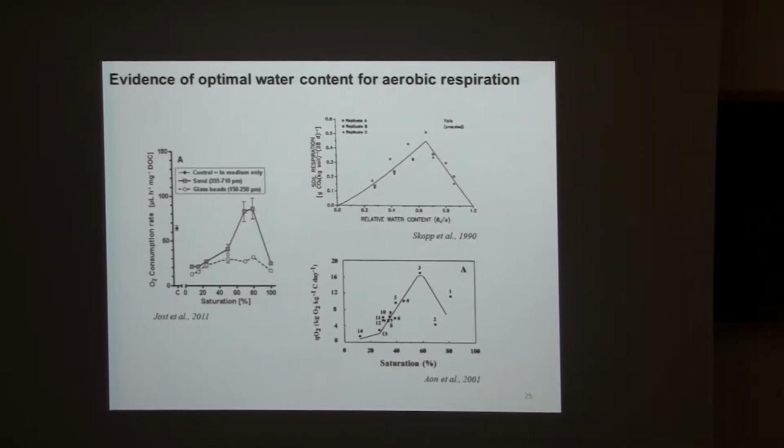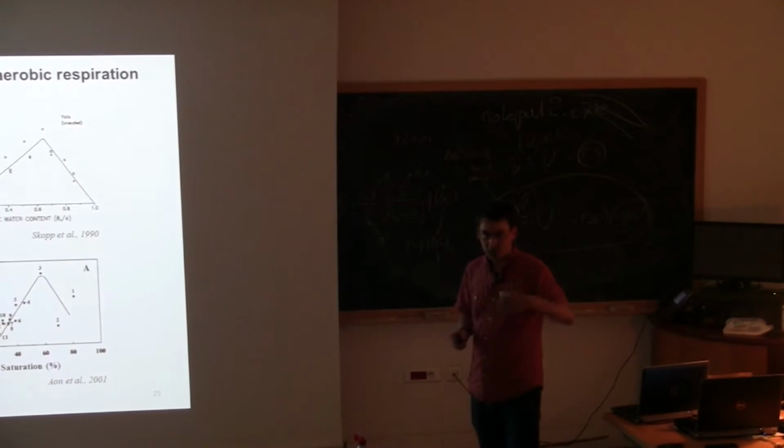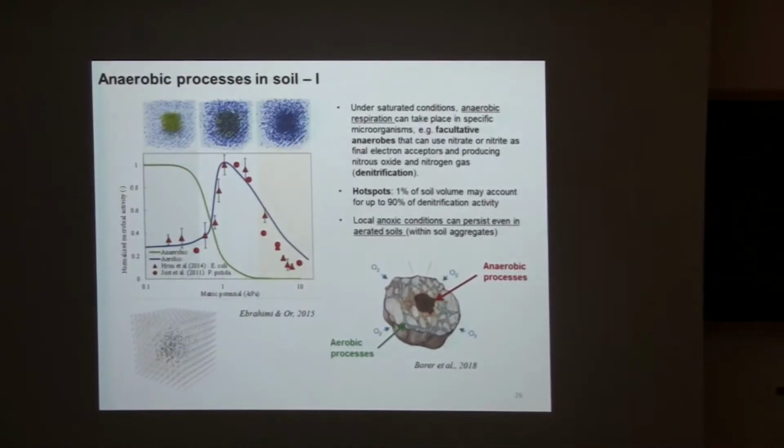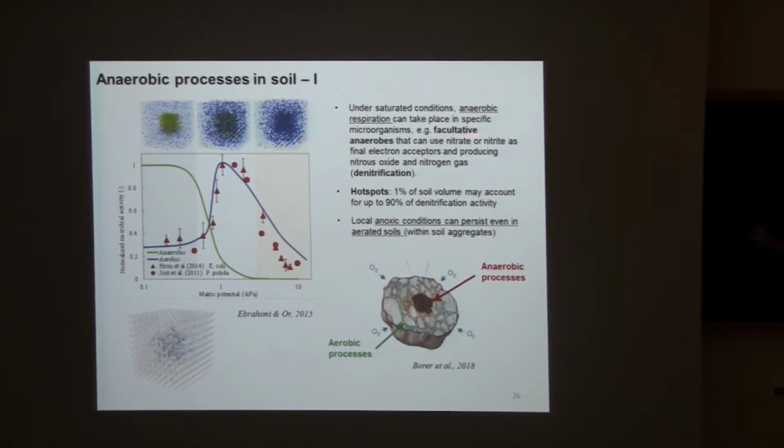Now this is about aerobic respiration, when you use oxygen to burn sugars or other types of organic material. But of course there are other types of respiration. We have anaerobic processes in soil, and I'm going to spend a bit of time on that because it's quite important. Anaerobic respiration can take place, and this is the job of so-called facultative anaerobes. For instance, they can use nitrate or nitrite as electron acceptors, and they will then produce nitrous oxide or nitrogen gas. This process is known as denitrification.